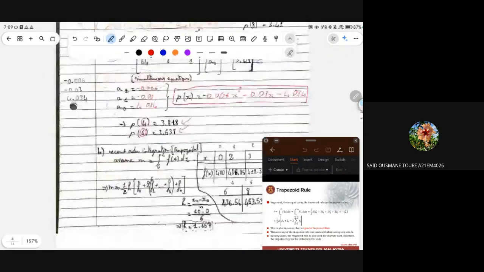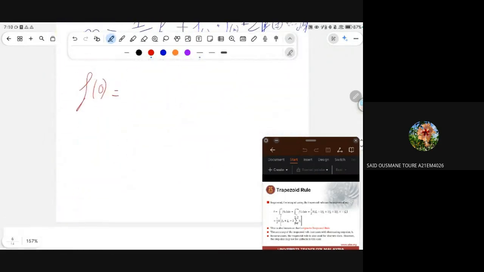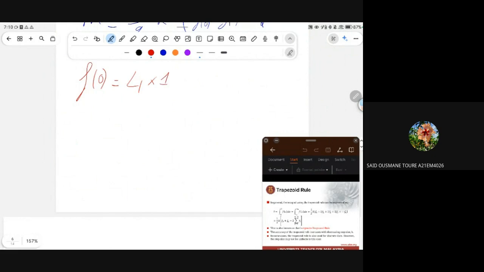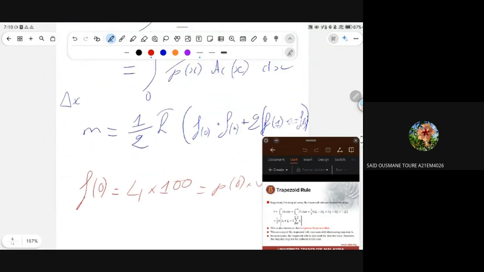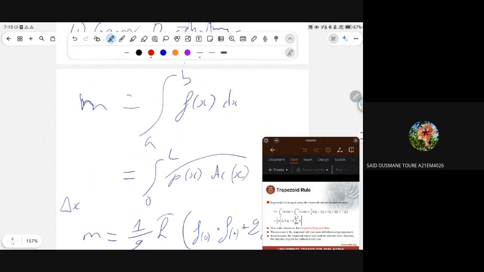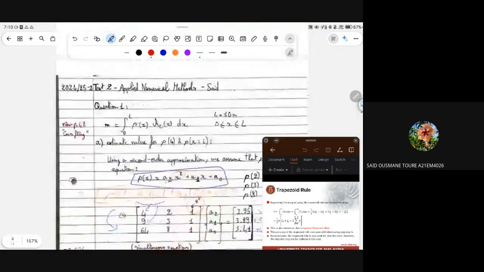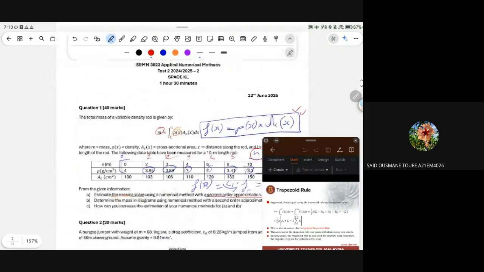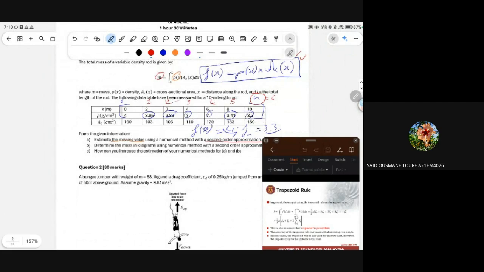Okay, 4 times 100. So it is 4 times 100 because it is row 0 times A0. Careful. So very simple, just straight application. Whatever this f(x) is, you determine the f(x) of all the numbers, or f of all the x's. So you have from x equals 0 until x equals 10.